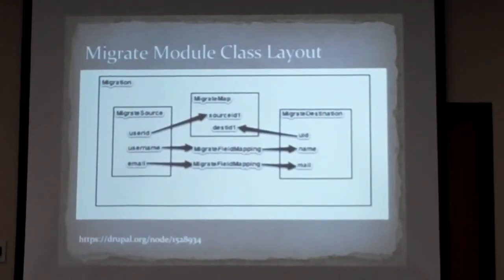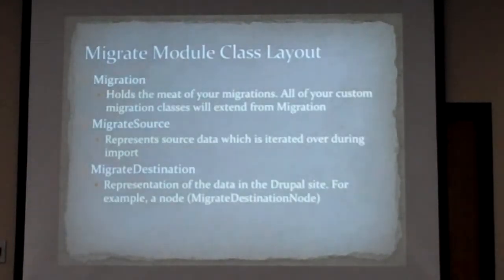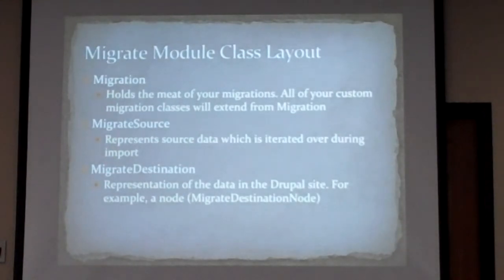If you were to open up the database, you'd see a migrate_map_ followed by the name of whatever your migration is. We'll get to that in a minute. But the map table, or the map class, basically says keep a reference of the original source and where I put it, so that you can then do updates on it later. And the migrate destination is the bit of where you're migrating into. This is something like MigrateDestinationNode, MigrateDestinationTerm, MigrateDestinationWhatever. So that's pretty much what I just said.